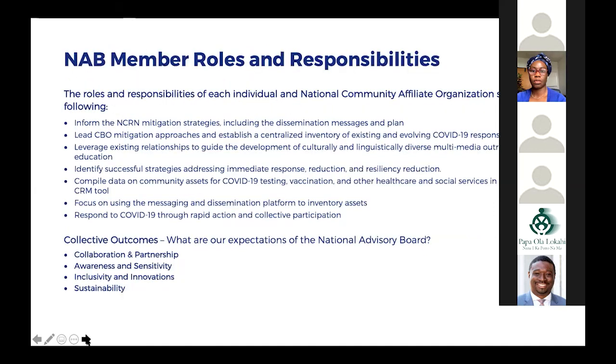So the NAB has met once, and certainly they've also been engaged in a number of the planning as well as implementation strategies for NCRN. Among those things is a thoughtfully developed survey that is designed to not just understand the gaps that exist with respect to COVID, but also to have a central repository that speaks to the existing strengths and community leadership that exists in navigating and combating the epidemic.